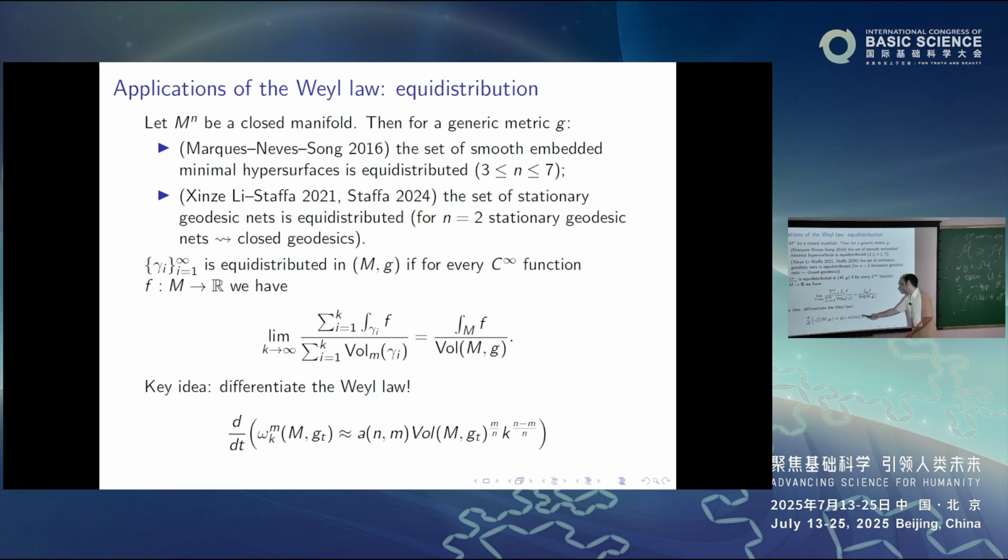And what you get on the right side is the derivative of the volume of the manifold. So if you look at various perturbations of your metric and small balls, then the amount you change the volume is related to the amount you change the volume of the minimal hypersurface or stationary geodesic nets inside that. Of course, it's actually quite technical to prove this result. But the main idea is just to take the derivative.